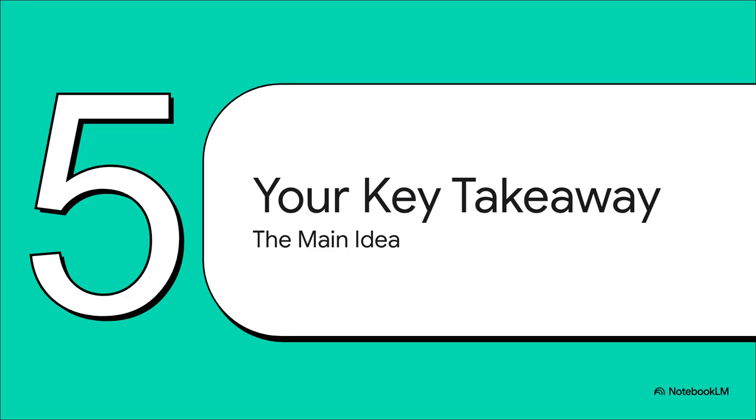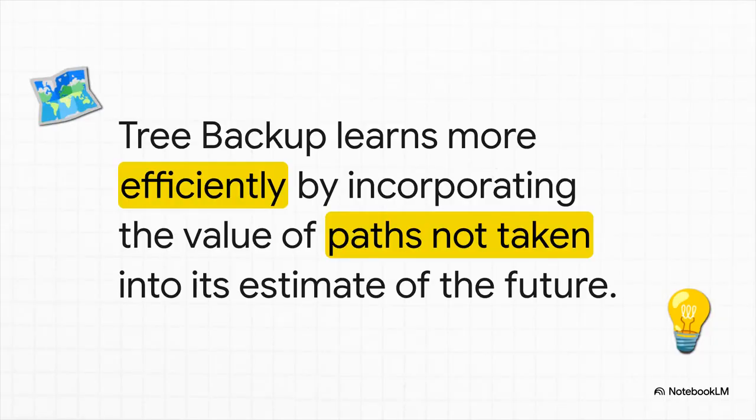So, after all that, what's the one thing you should absolutely walk away with from this explainer? Let's boil it all down. Here it is, plain and simple. Tree backup learns more efficiently because it uses the value of paths not taken to improve its guess about the future. It's all about learning from the roads you could have traveled, not just the one you did. It's a really powerful idea.